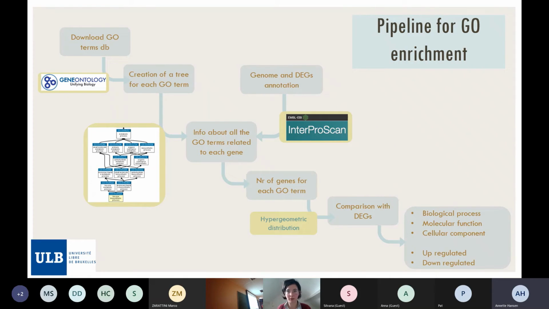In particular, for the gene ontology enrichment, the problem is that the latest version of the Brassica napus genome is super new. It's not annotated. So I used this tool, InterProScan, which is actually an amazing tool, to annotate my genes and to obtain their identification with a specific gene ontology term.